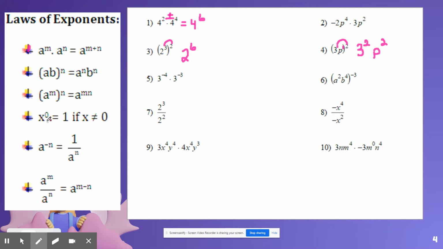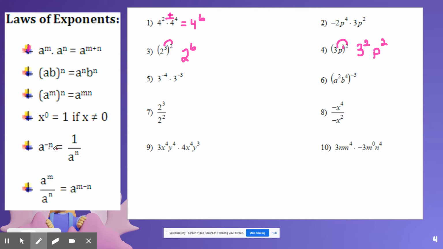This one here says anything with a 0 power automatically means 1, except for if x is 0. So like right here, this m to the 0 automatically means 1. And we'll talk about that in a second.